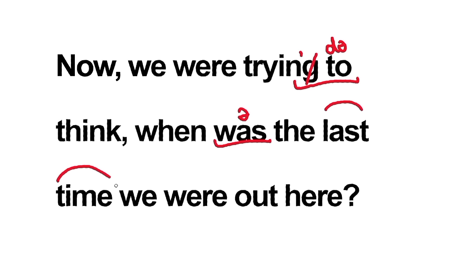When was the last time we were out here? I notice a stop T here and out here. So that saves a little time because I'm skipping the release T, out here. That takes time and makes it feel very choppy, but out here. A stop T makes it a little smoother.